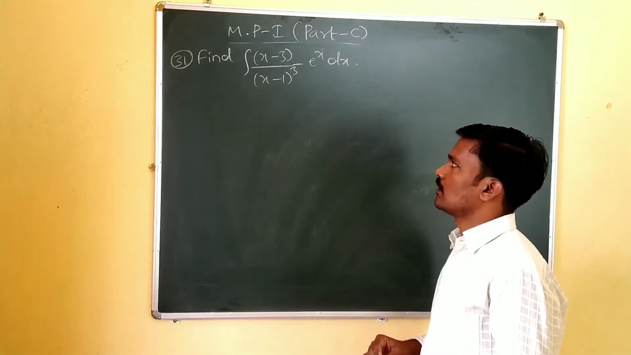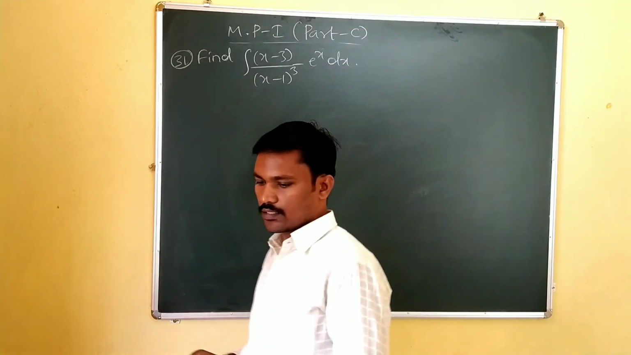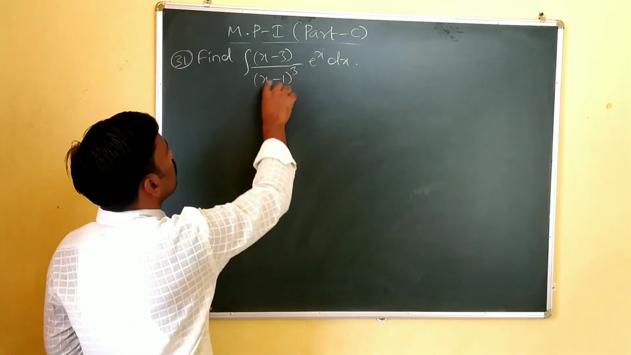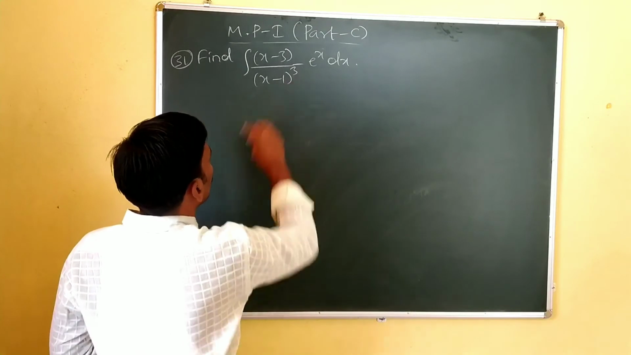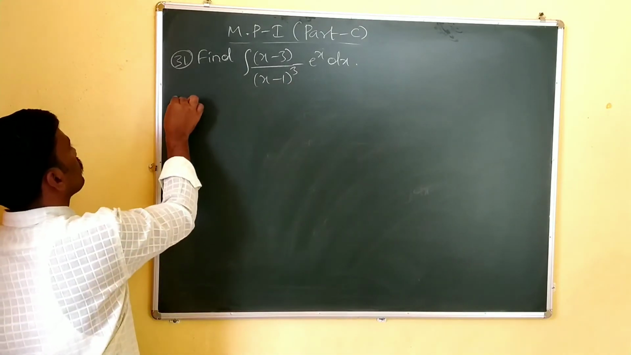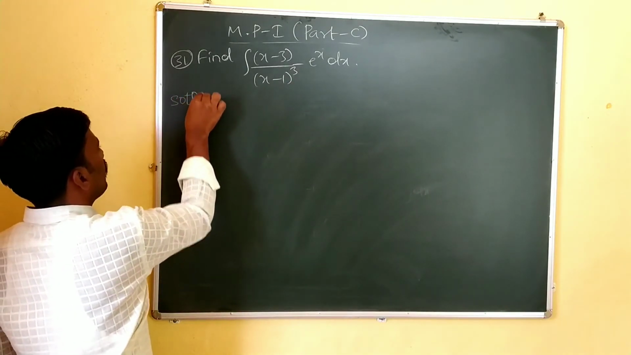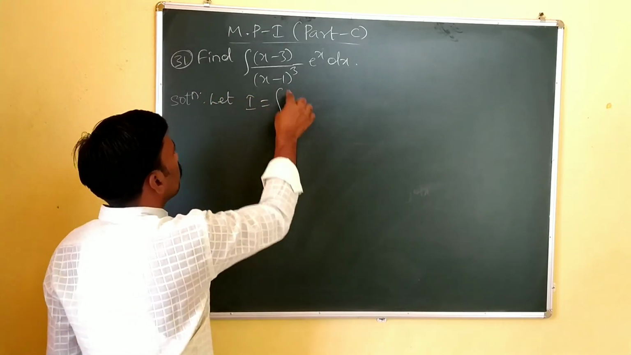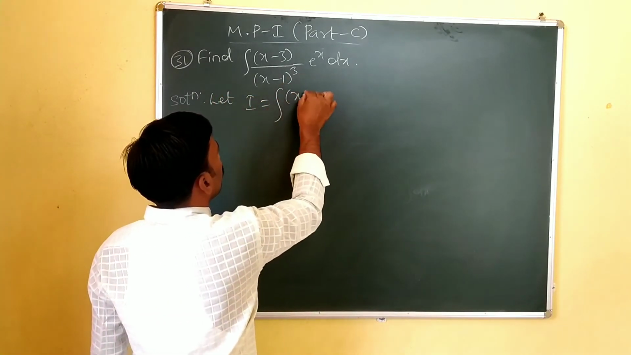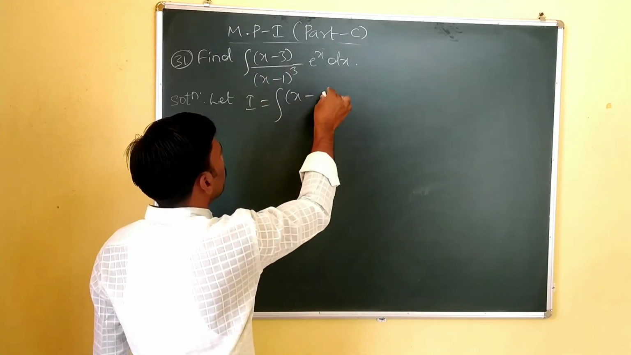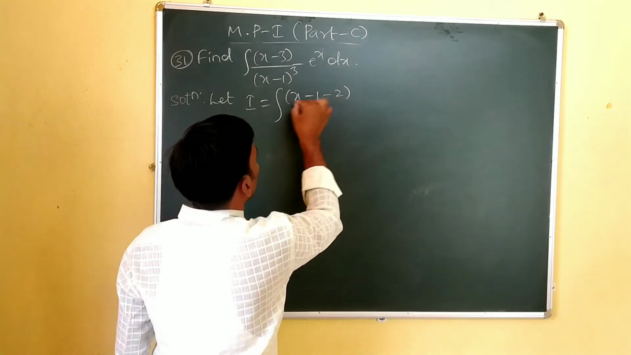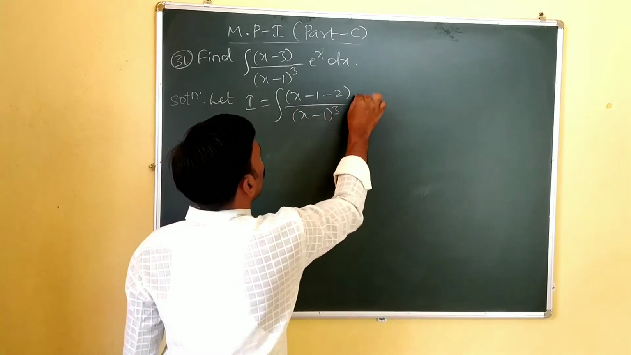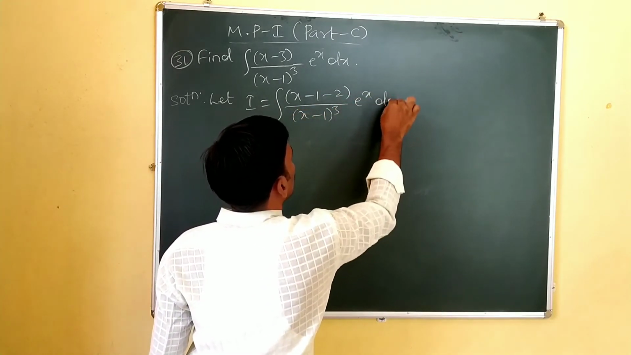See the next question, number 31. Find the integral of (x minus 3) divided by (x minus 1) whole cube, into e to the power of x. So take that integral as I. Let I is equal to integration of x minus 3, which can also be written as x minus 1 minus 2, divided by (x minus 1) whole cube into e to the power of x into dx.